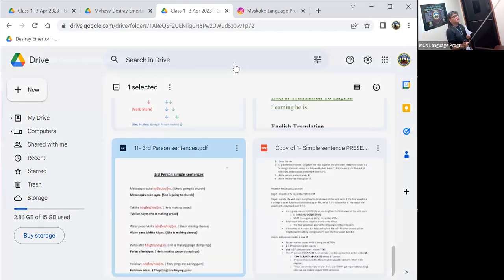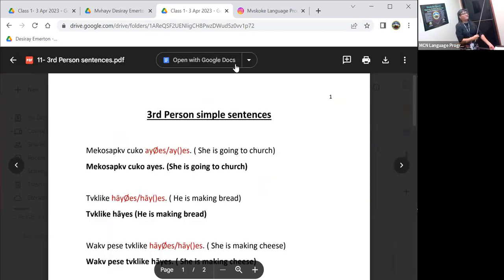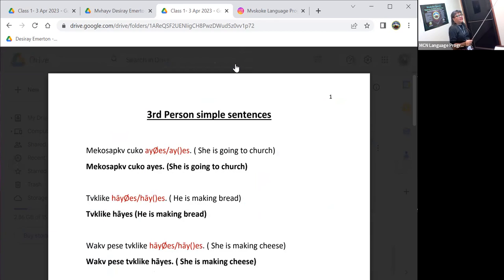So let's go to the third person sentences. All right, third person simple sentences. These are the same sentences we used for first and second person. I just wanted you guys to see how it looks in third person. Migasapka chugo ayes. I also put in there that there are two different placeholders that people have used, and I use. That's why it's got the slash mark. You can use this way or this way if you need a placeholder. Those of you who get it, you don't need a placeholder, don't use one. So all you would do is this one.